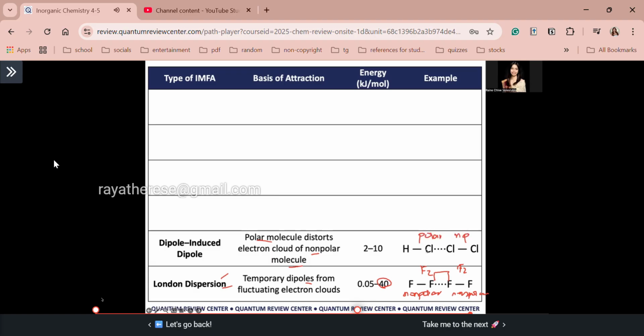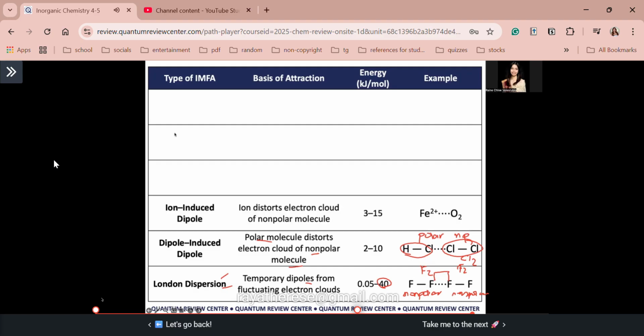Okay? So yung partial negative charge in the hydrochloric acid will induce a dipole in the chlorine atom in the Cl2 molecule. Kaya magkakaroon si chlorine dito sa Cl2 ng temporary partial positive charge. Again, the partial negative charge of chlorine in hydrochloric acid will induce a dipole in a non-polar molecule. So this creates a temporary partial positive charge and a temporary partial negative charge on the Cl2 molecule. Again, that's dipole-induced dipole.